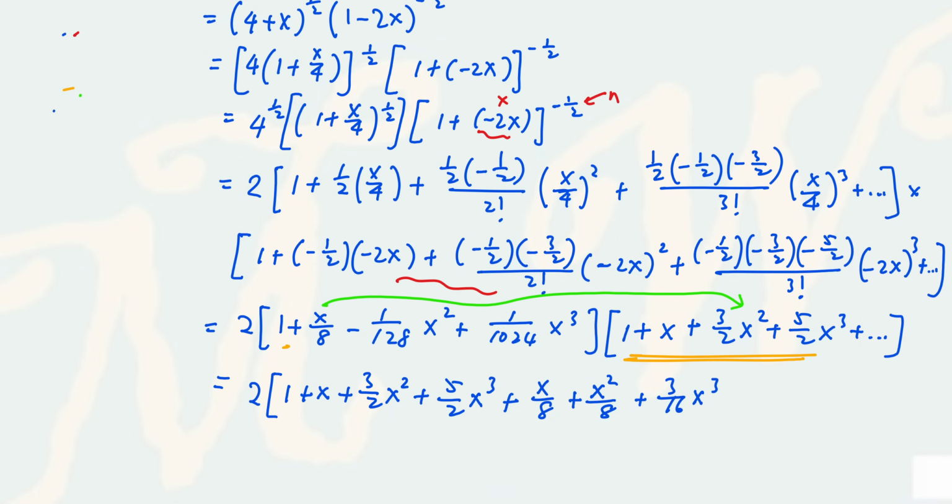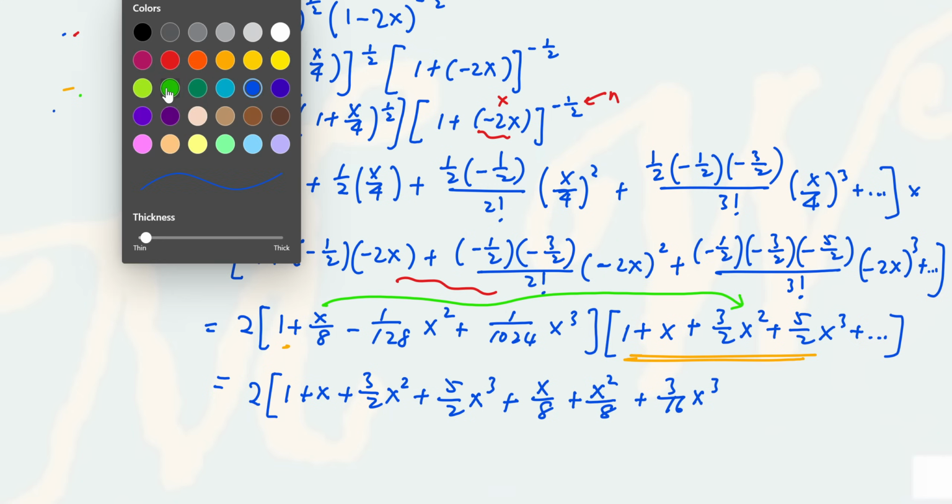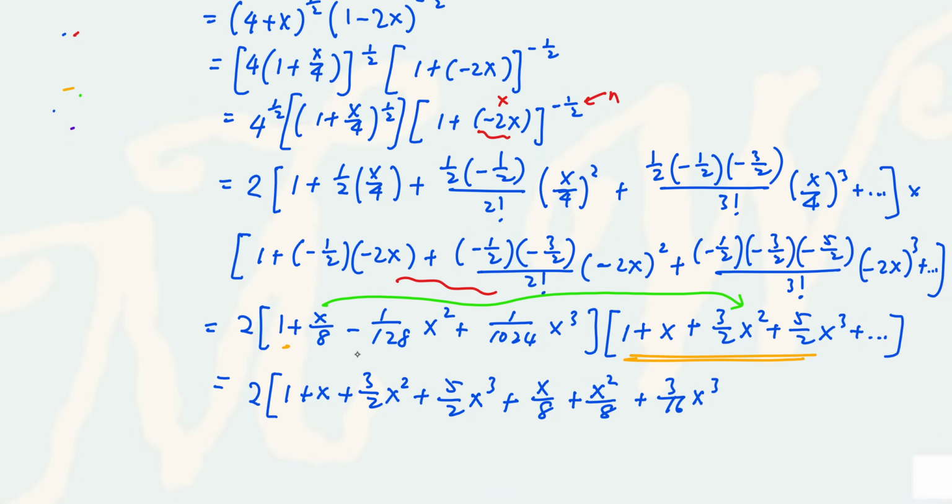Okay, then same goes to the next one, which is here. This negative 1 over 128 x squared just needs to multiply up to the second term, because we will stop at our fourth term, which will be x cubed.